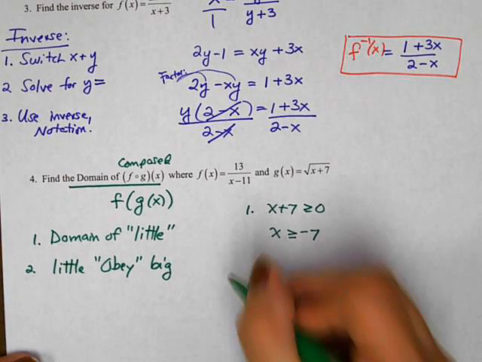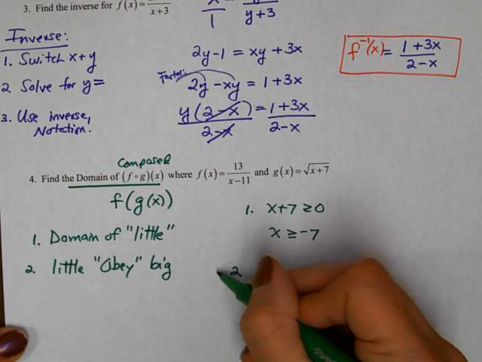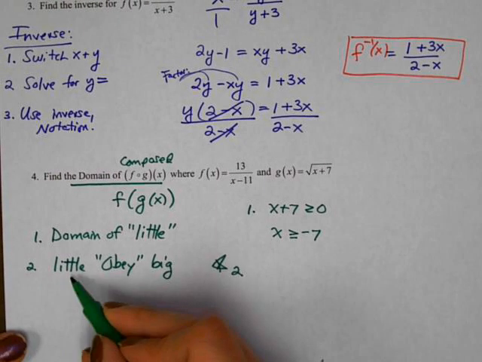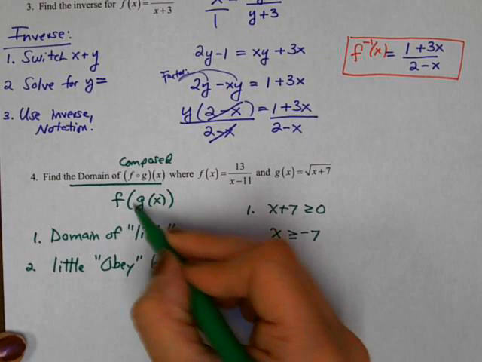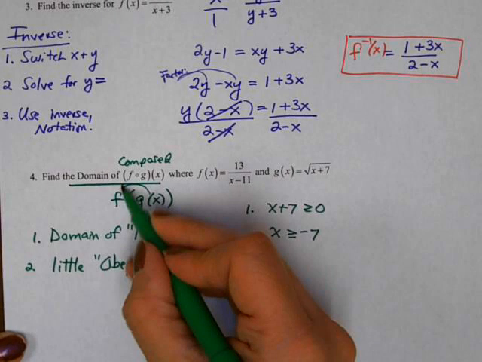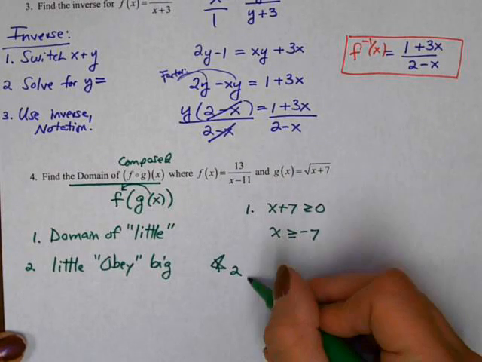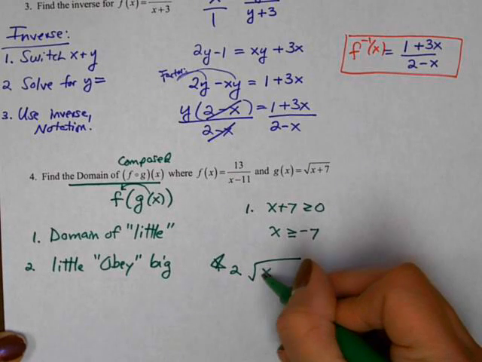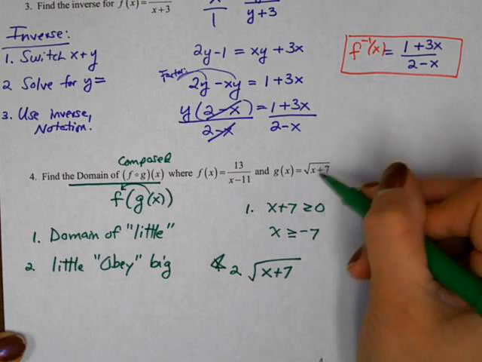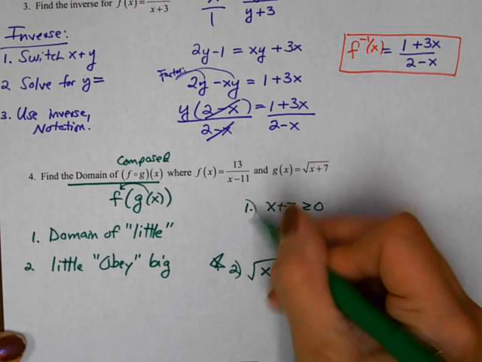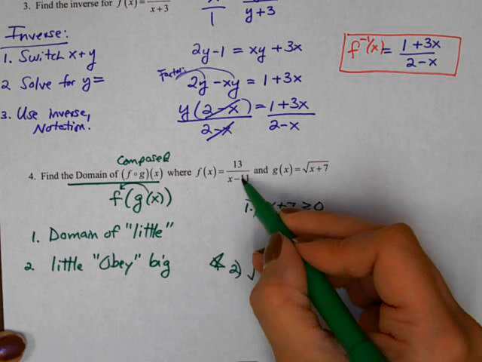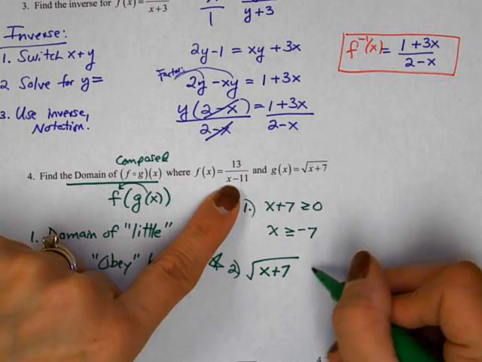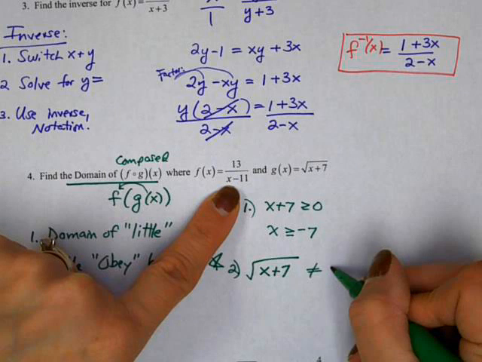Now step 2, let's put a star by this one because this is the one that required some work. The little one must obey the big one. The little one is g going into f. So let's write down the g expression, the whole function here, the radical and everything. The g function must obey f. Does f have any restrictions? f says do not equal 11.